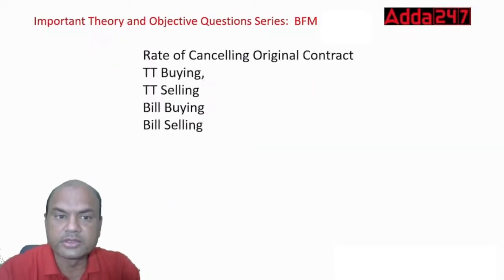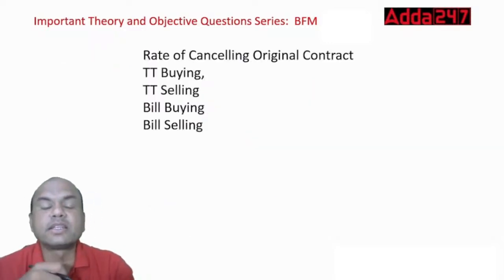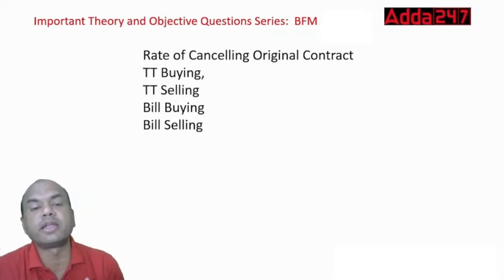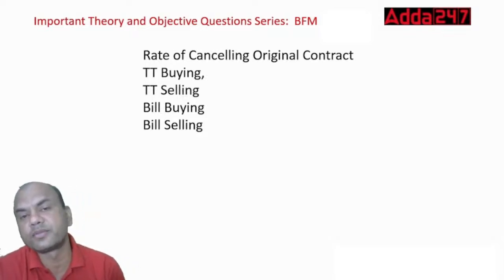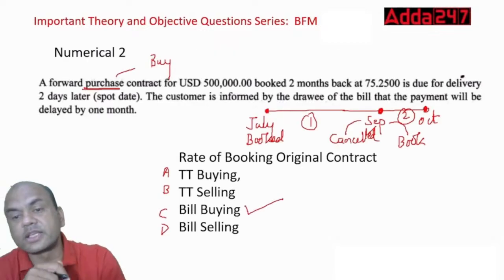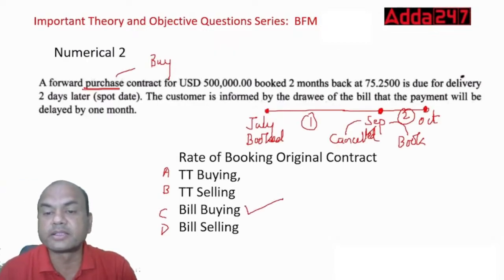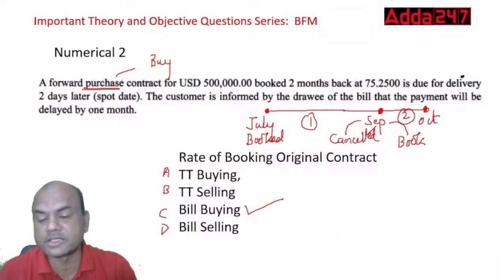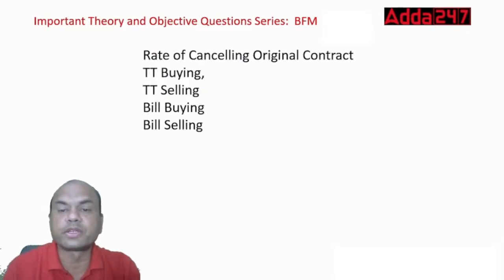Okay, second question. What is the rate of cancelling the original contract? TT buying, TT selling, bill buying, bill selling. Cancelling means cancelling transaction number 1, this one. This is to be cancelled when? It is due when? Tomorrow. Tomorrow means spot. Always remember, this is spot. So here I'll have to first use spot.